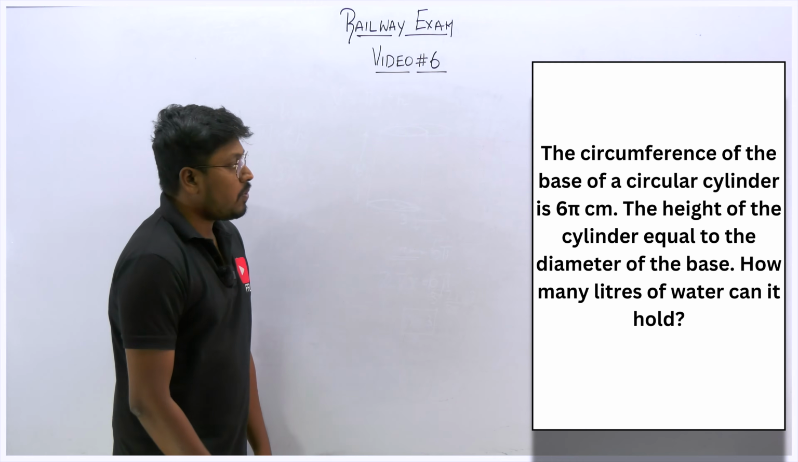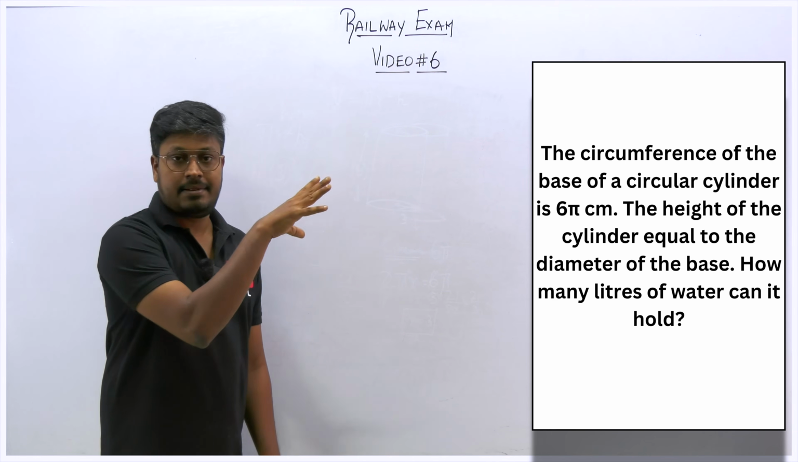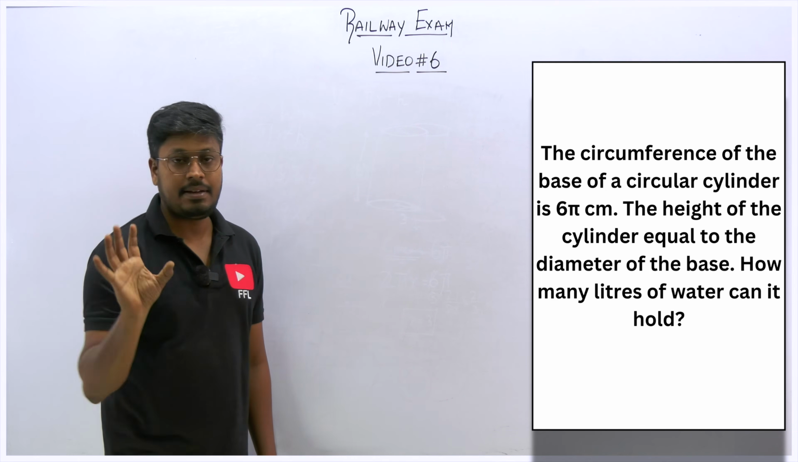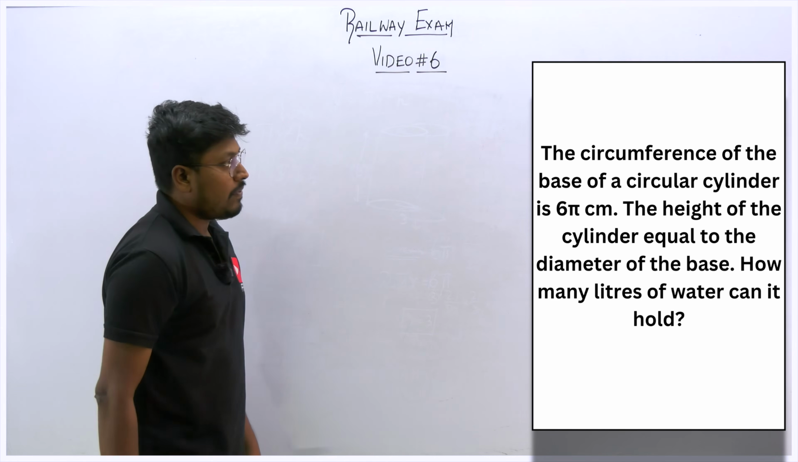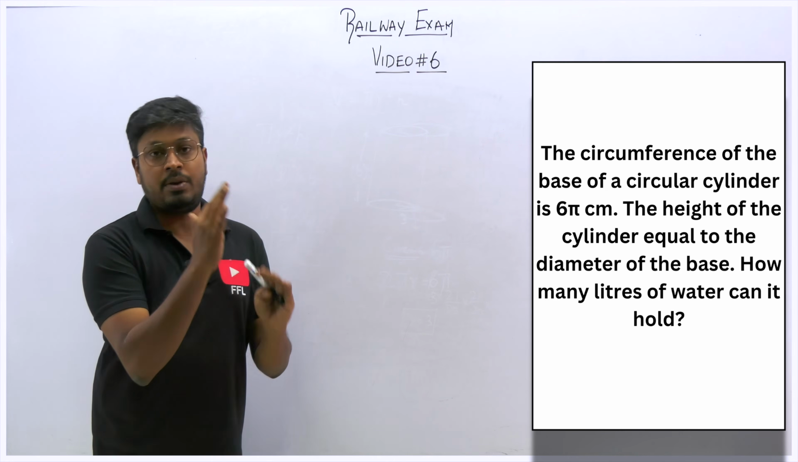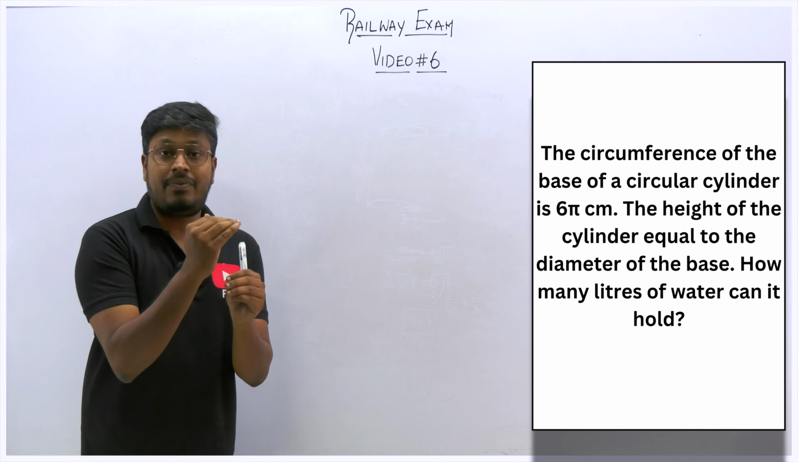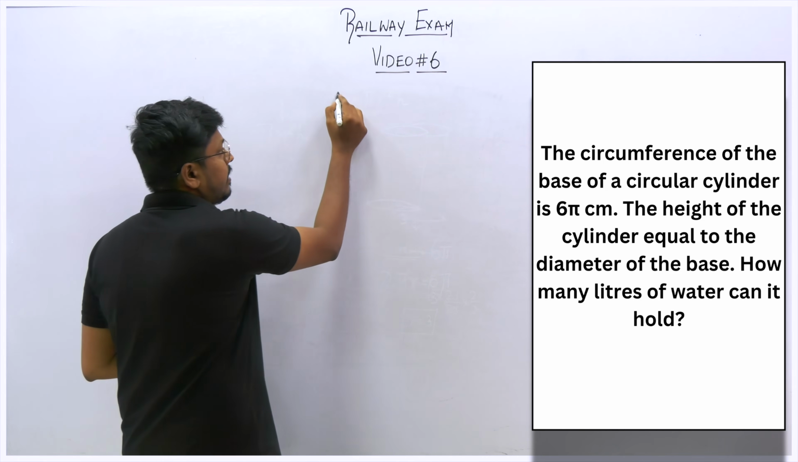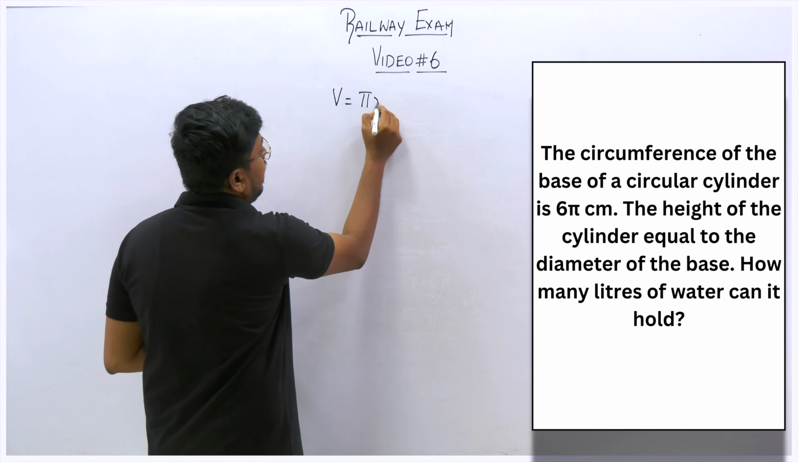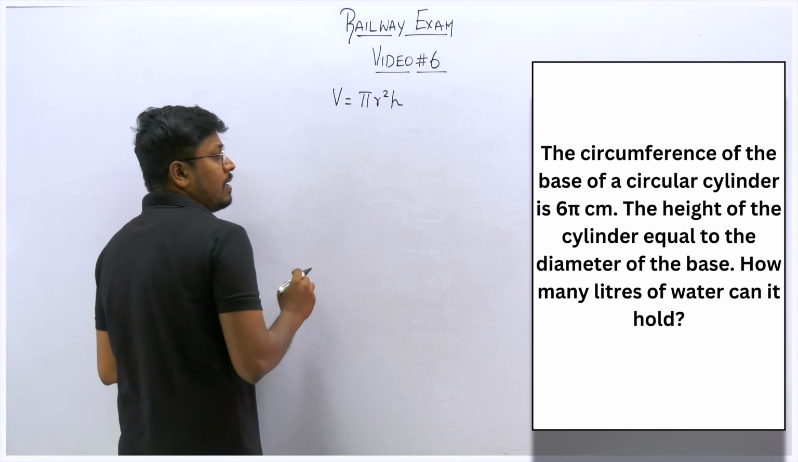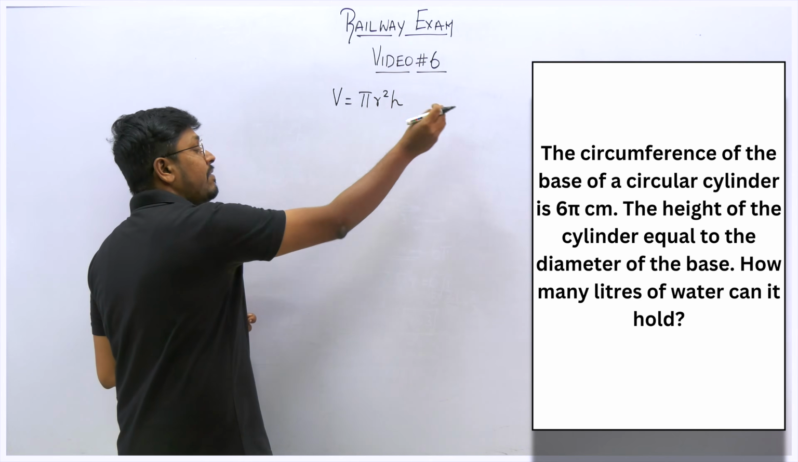So friends, after reading the question, they have mentioned that it's a cylinder. The dimensions are of a cylinder. And what is the target to find? How many liters of water it can hold? That means our target is to find the volume of a cylinder. So volume of the cylinder will be pi r square h. This is the formula.